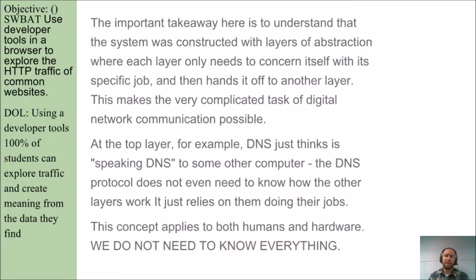The important takeaway here is to understand that the system was constructed with layers of abstraction where each layer only needs to concern itself with its specific job, and then hands it off to another layer. This makes the very complicated task of digital network communication possible. At the top layer, for example, DNS just thinks it's speaking DNS to other computers. The DNS protocol does not even need to know how the other layers work. It just relies on them doing their job. If those layers don't do their job, DNS cannot do its job.